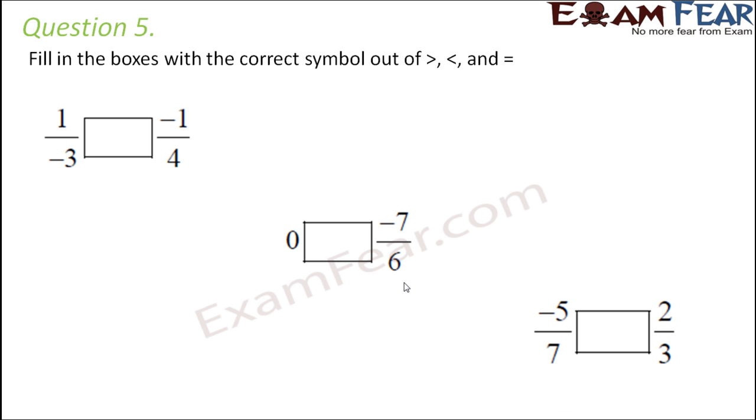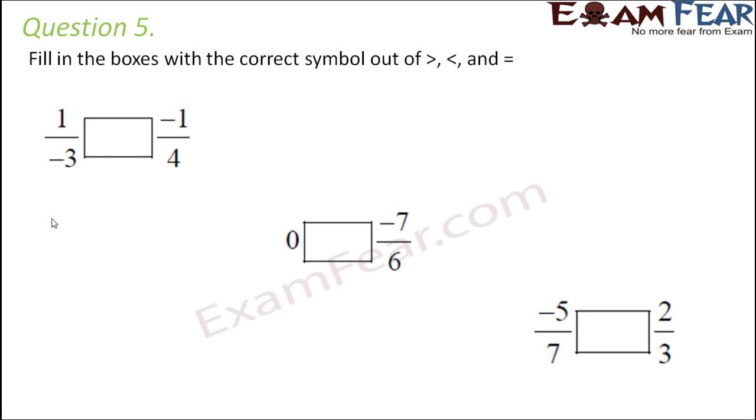Question number 5. Fill in the boxes with the correct symbol out of greater than, less than and equal to. So here we are comparing quantities. So 1 by minus 3 and minus 1 by 4. Here these are two negative rational numbers with different denominators.